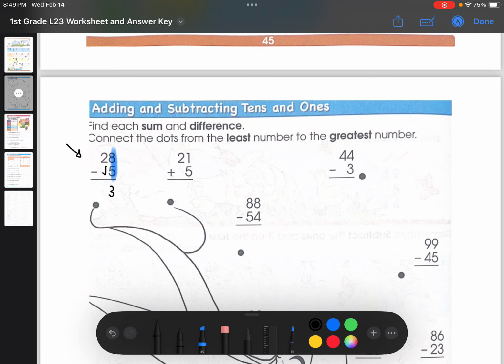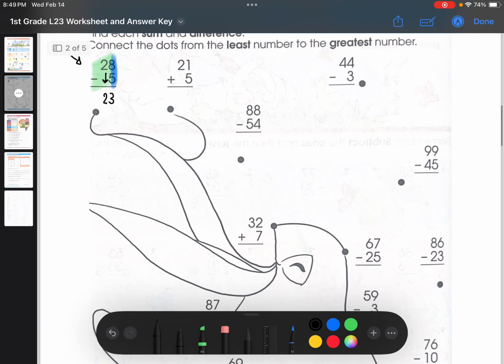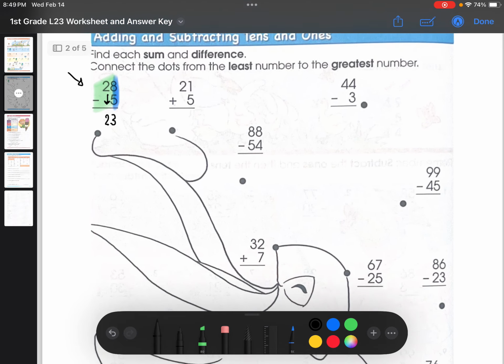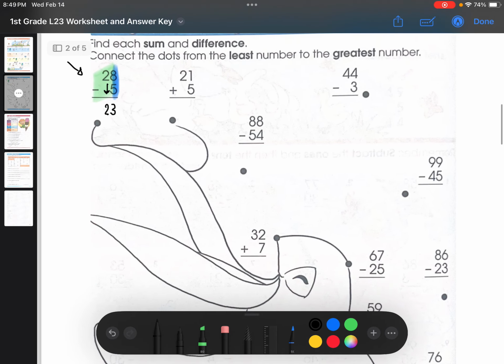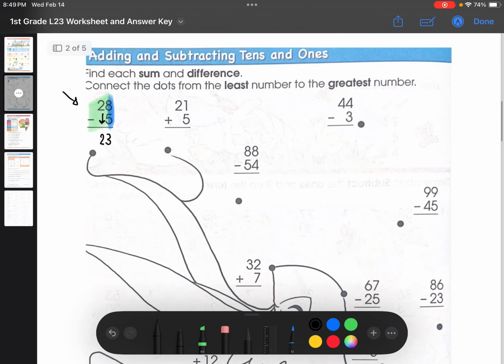And then in the tens place, sorry about that. In the tens place, we can just bring down the 2 because there is nothing in front of the 5. So 23. And then let's do this next one, just right next to it.